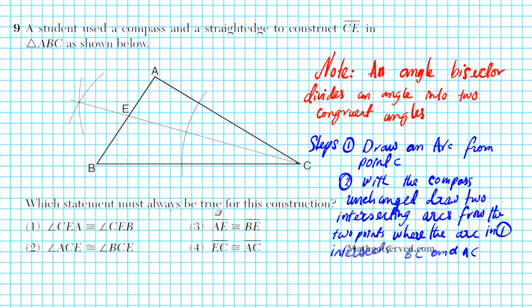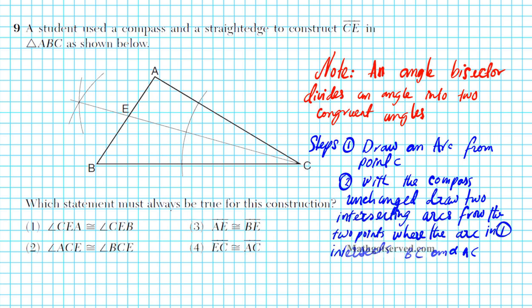Now, one thing you want to note is that when you bisect an angle, you're basically dividing the angle into two congruent halves. That's the meaning of bisection, to split it into two equal halves, two angles that are congruent to one another. Now let's go over the steps that resulted in the construction of segment CE.